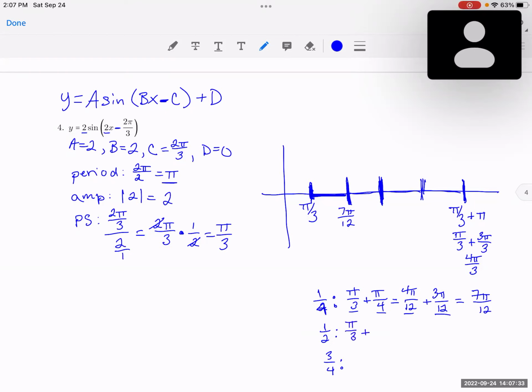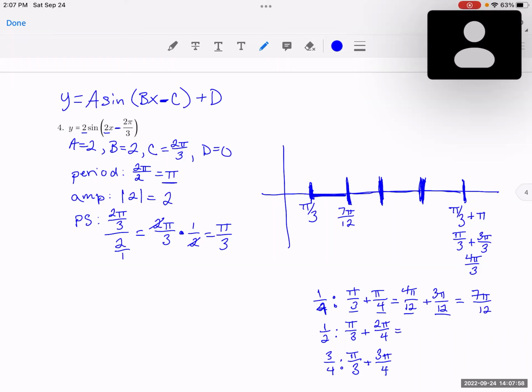To get my halfway point, I'm going to start at pi over 3, and I'm going to add 2 pi over 4s to get there. And similarly with that thinking, to get my 3/4 point here, I'm going to start at pi over 3, and I'm going to add 3 pi over 4s. So that's how you find your half and your 3/4 point.